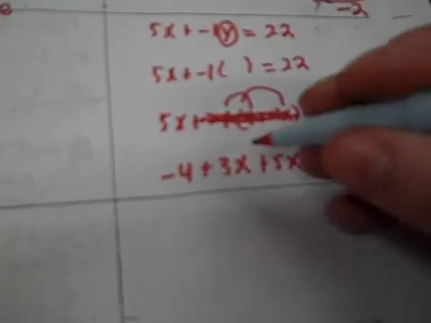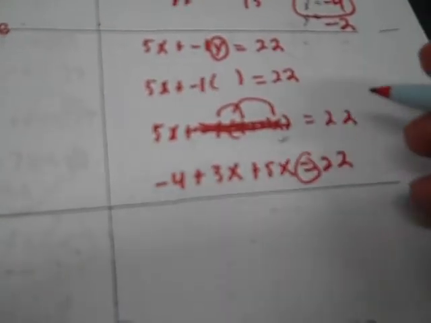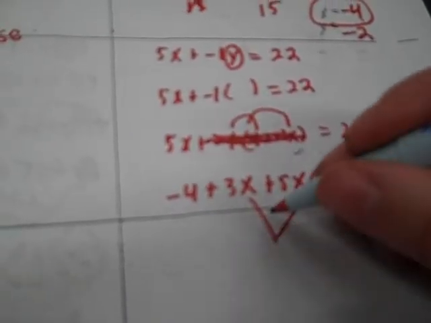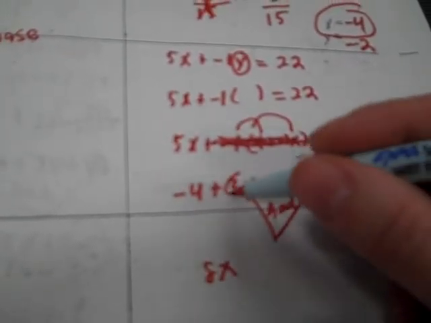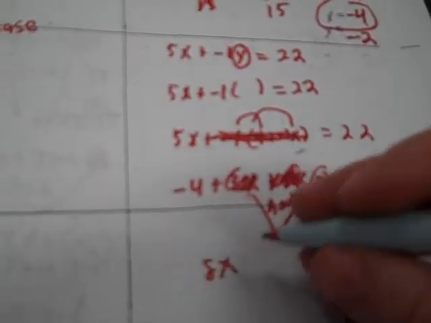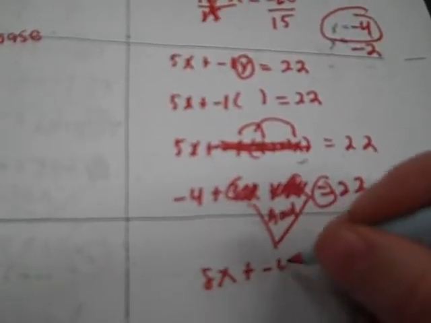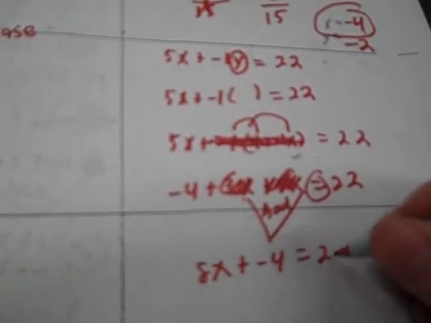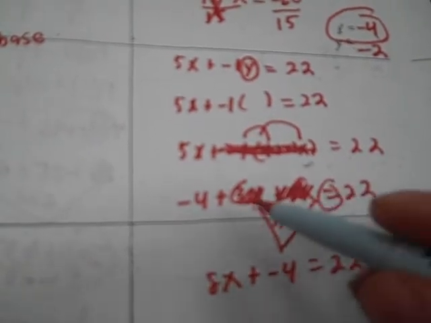Okay, so here are my x's. Again, they're on the same side, so we want to draw the adding pyramid. Okay, so 3x plus 5x is 8x. And then I add negative 4 equals 22. Before equals, we have to remember there's a negative 4 that has to be added.